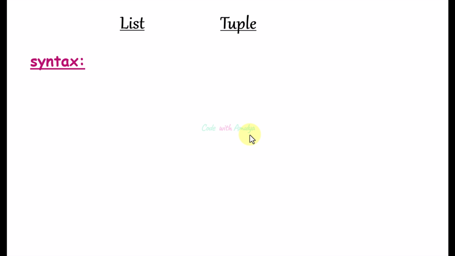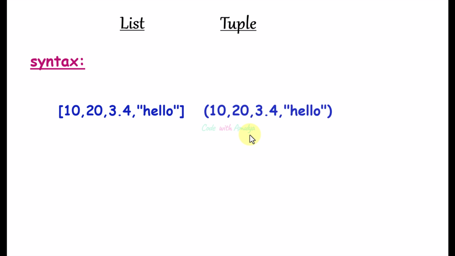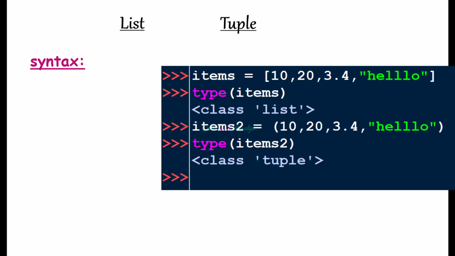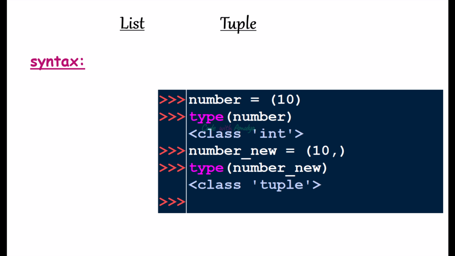To create a list, we use square brackets, and to create a tuple, we use parentheses. By looking at the program, you can easily identify where a list or a tuple is being used. But a single element tuple in Python requires a trailing comma to distinguish it from a regular parenthesized expression. Without the comma, Python will interpret it as just a regular value inside the parenthesis, not as a tuple. Here you can see the example.